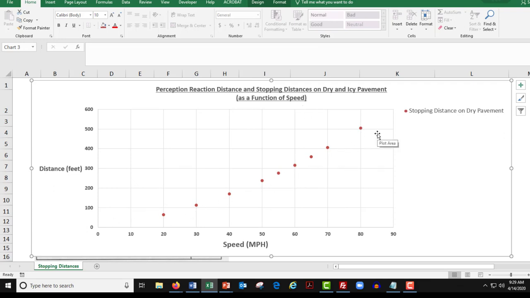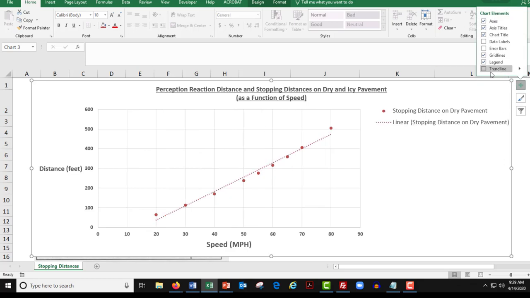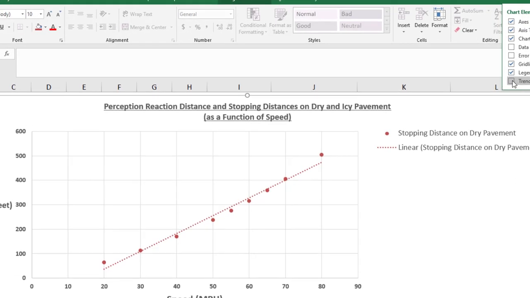This is like we did with the perception distance, except we're looking at the stopping distance instead. And I'm going to add a trend line, just like I did with the perception reaction distance. And what's nice about the legend is it actually says linear stopping distance on dry pavement. Now, if you look at that line, you might notice a couple things. First of all, it doesn't really hit any of the points.